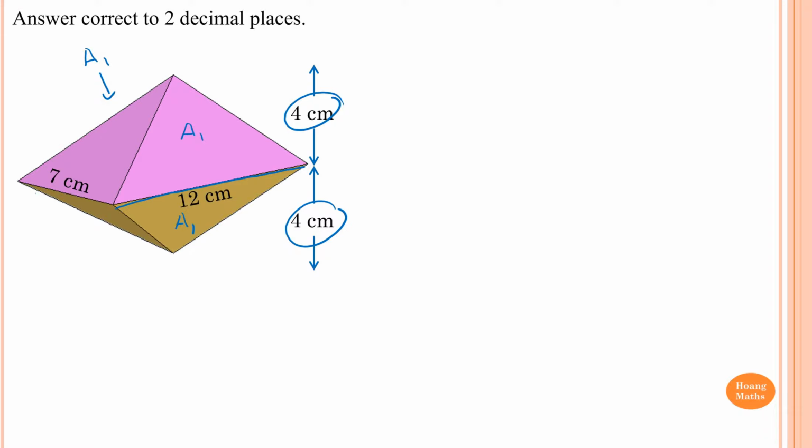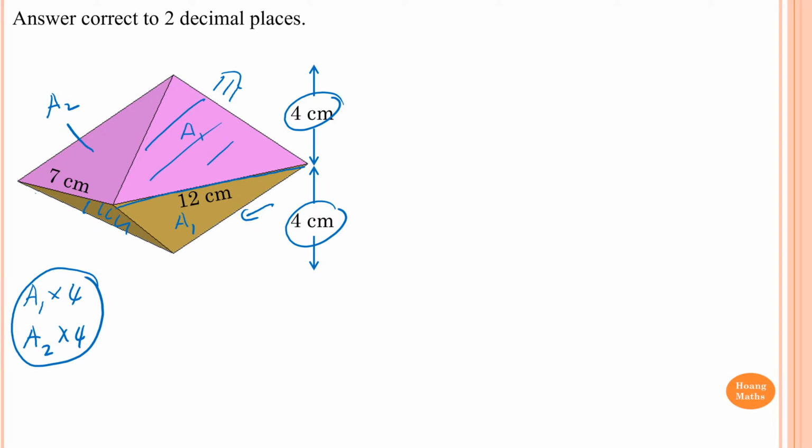Just name it A1. And then the bottom back here is the same as the front here, which is A1. So all we need to do is find the area of the front, which is A1, and times it by 4. That will give us the area of the front and the back. Similarly, if you look at this side here, let's name it A2, and then this one is the same, and the back here is also A2. So we find the area of the second one, and we times it by 4, and we add them up. That will give us the surface area of this solid.